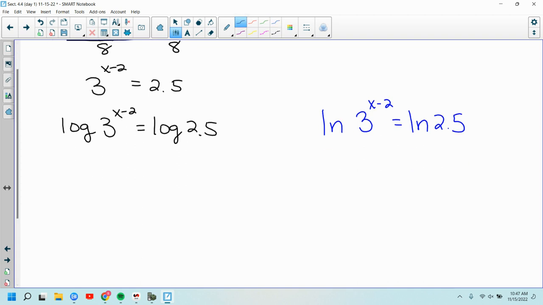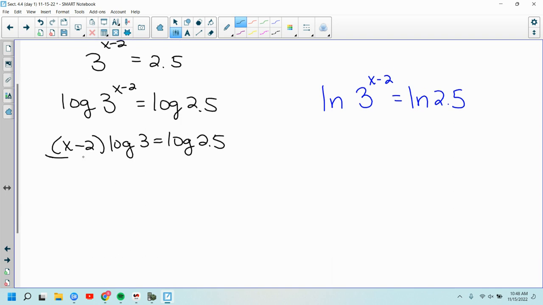Now, what do I do with the x minus 2? Put it out in front. Put parentheses around it. You've got a couple of options here, but most people will do one thing. Let's see what your gut instinct is to solve the rest of this. Divide by log of 3. That's what most people do, so we're going to do that. You can divide it by log of 3.